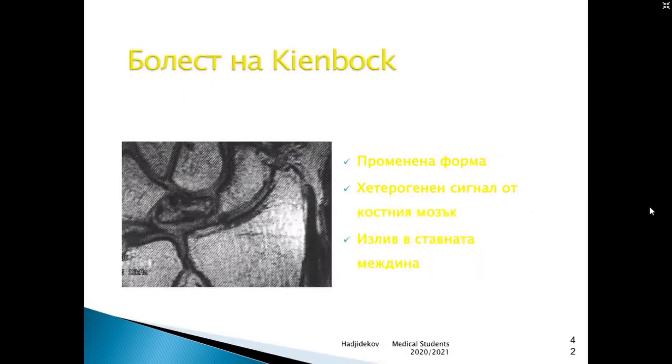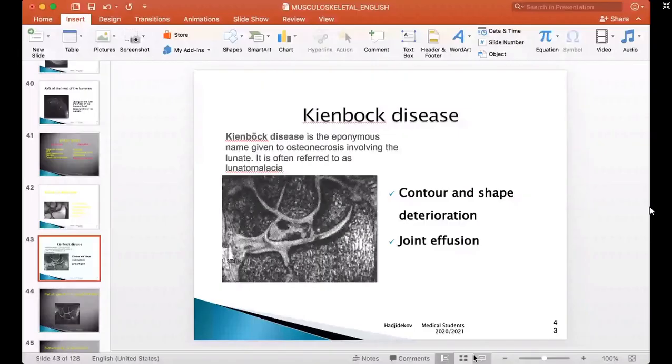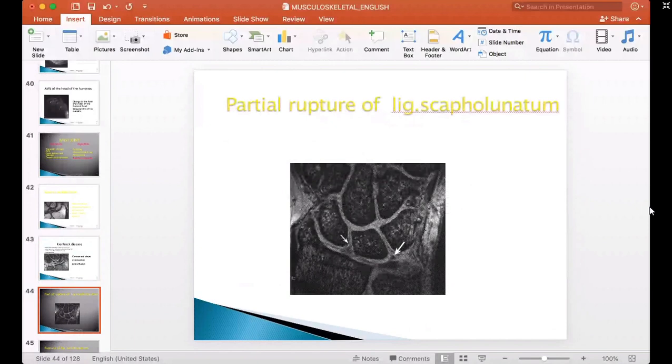So this is Kienböck disease. In Kienböck disease, we will have osteonecrosis involving the lunate bone. It is often referred to as lunatomalacia. And the contour and the shape are changed, the density of the bone is changed, and there will be joint effusion. There is a partial rupture of the ligamentum scapholunatum.